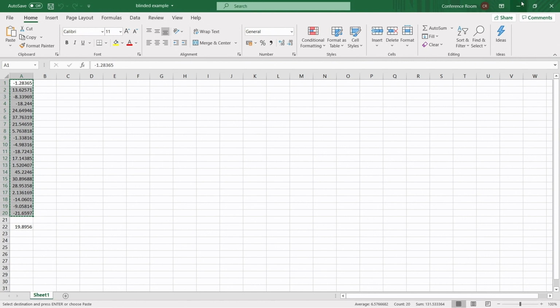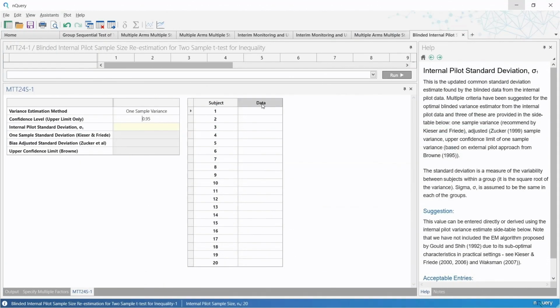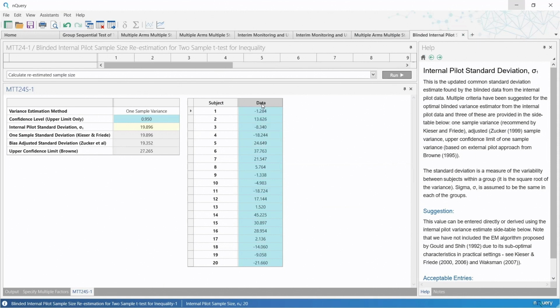We will simply copy and paste this hypothetical internal pilot data into the data field of the side table. And then you can see that the internal pilot standard deviation estimate is equal to 19.896 using this rule set. You can also see what the standard deviation would have been under the bias adjusted and upper confidence limit approach in these rows below that.